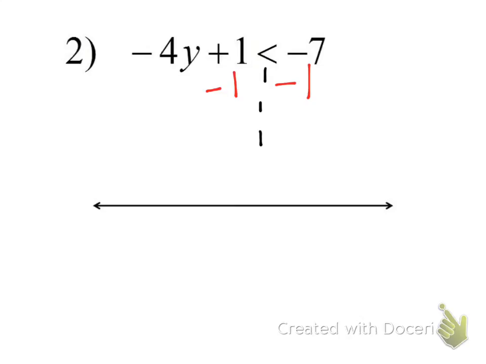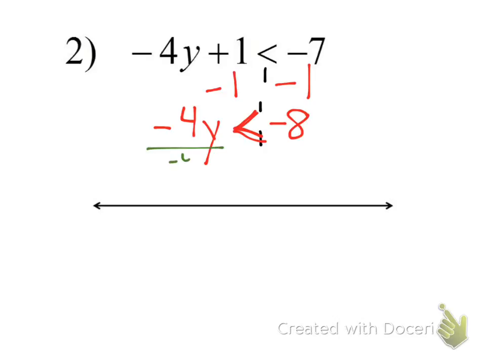So I'm going to undo adding 1 by subtracting 1. That leaves me with negative 4y is less than, what's negative 7 minus 1? Negative 8. They're both negative, so you add the numbers, keep the negative sign. Very good. Alright, so that's the first step. Any questions on the first step? What do I do next?